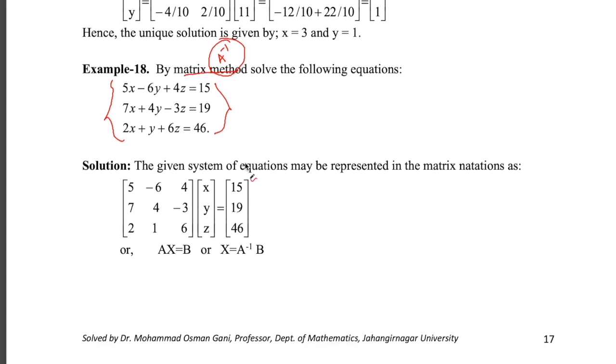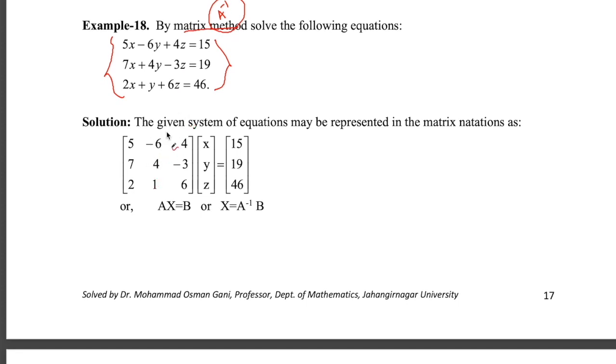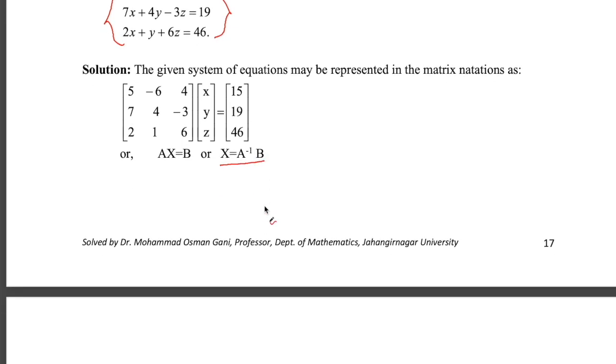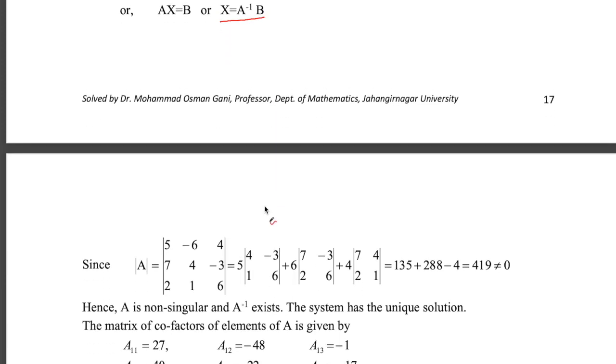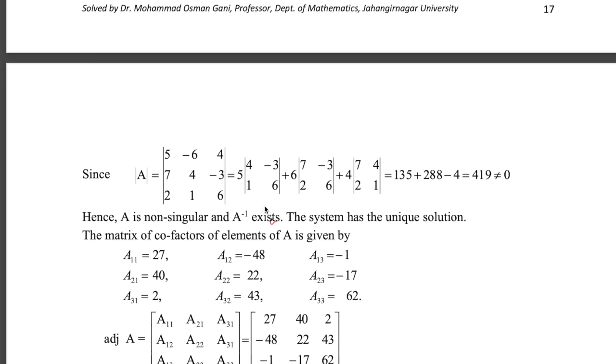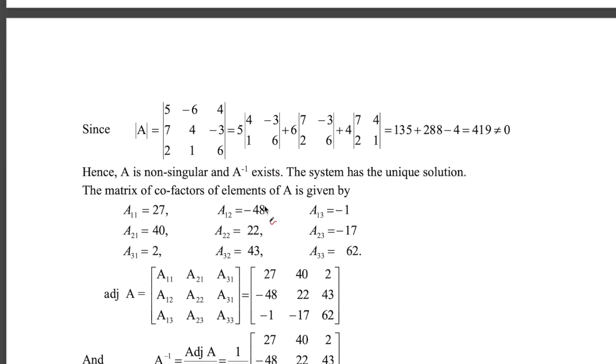Now let us look into a linear system having three variables. In this case, your coefficient matrix will be a 3 by 3 matrix, and you need to calculate A inverse first to know the solution, then multiply the result by B. And A inverse we can calculate the way we did in my previous lecture.